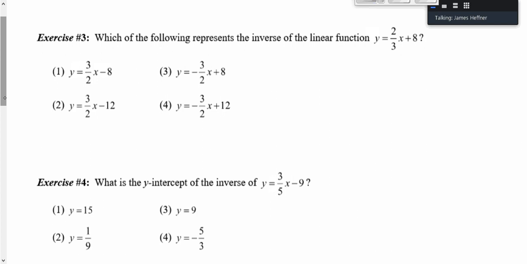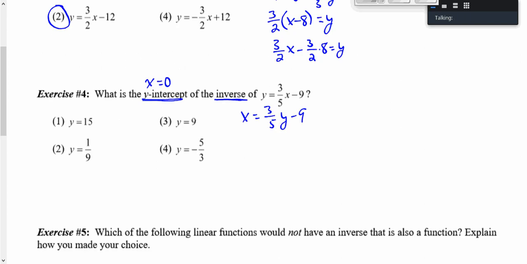So again, we're going to find the inverse of this function. So let's go ahead and switch x and y here. Y was 2/3 x plus 8. So we'd have x equals 2/3 y plus 8. Okay? I'm going to give you all a second to work through that one. What am I going to multiply both sides here by? Right, and use parentheses, right?